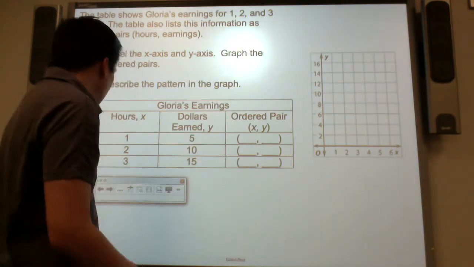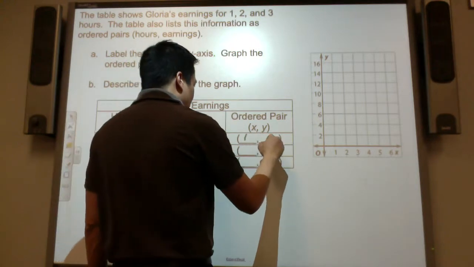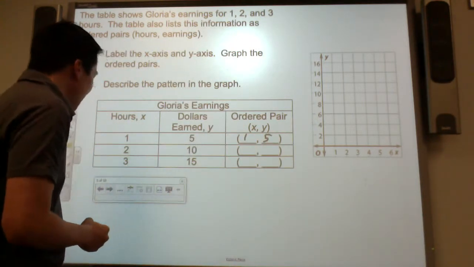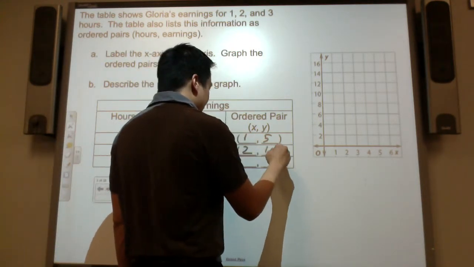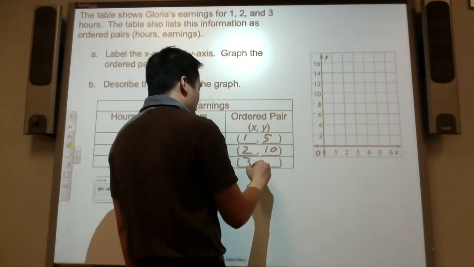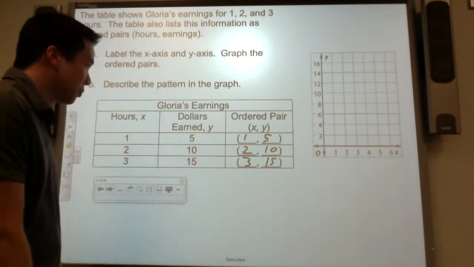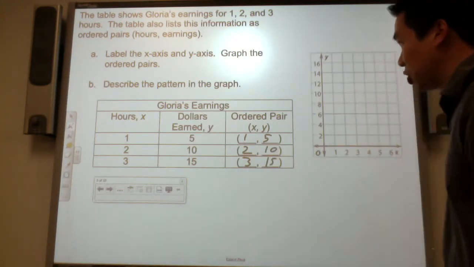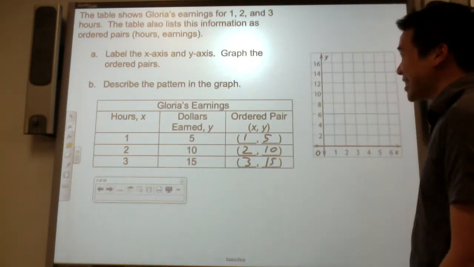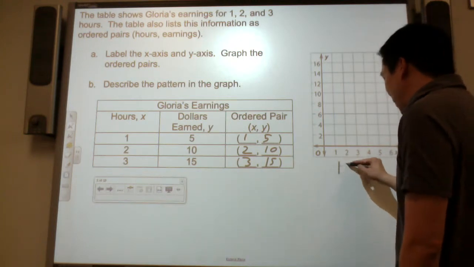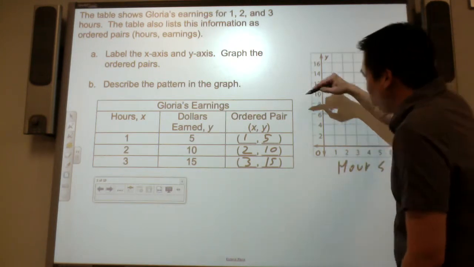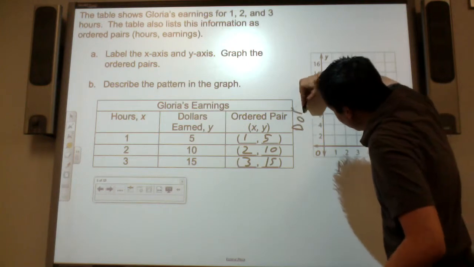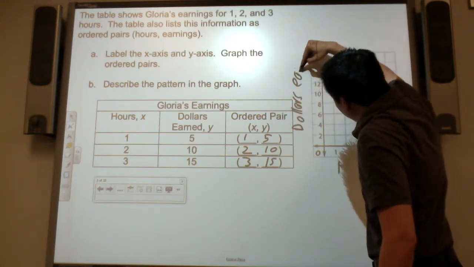So in 1 hour, she earns $5. In 2 hours, she earns $10. In 3 hours, she earns $15. So it's hours, comma, dollars earned. So label the x-axis and y-axis. So the x-axis will be hours. The y-axis will be dollars earned.